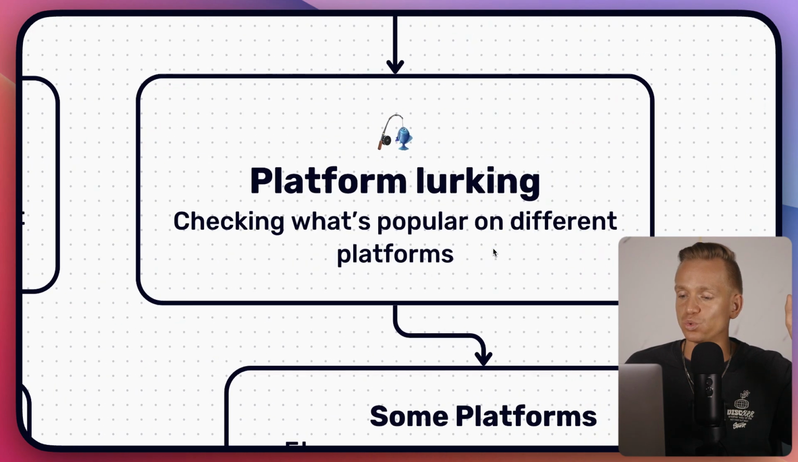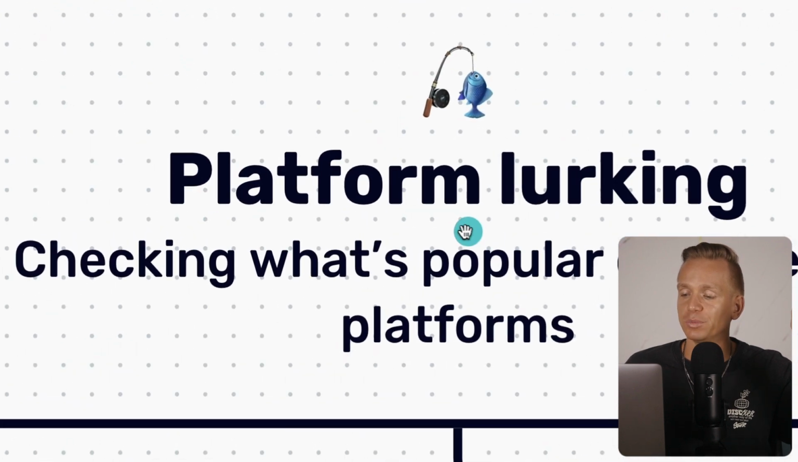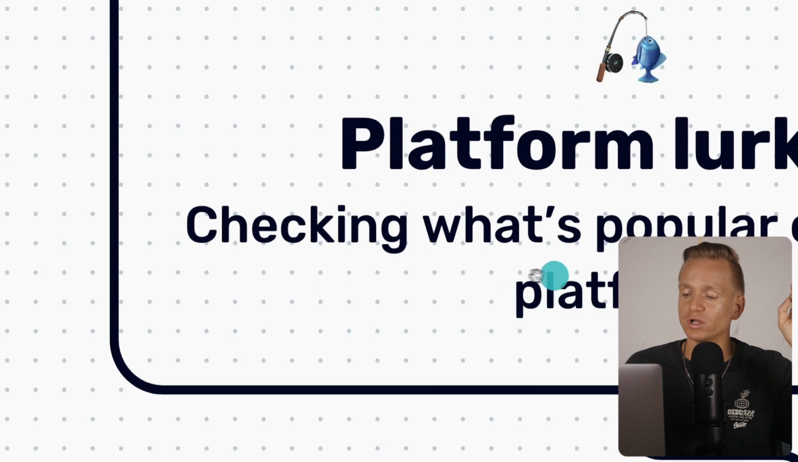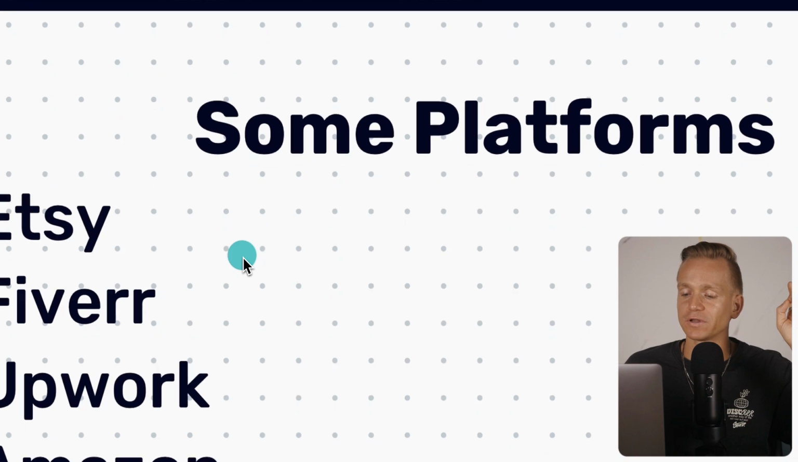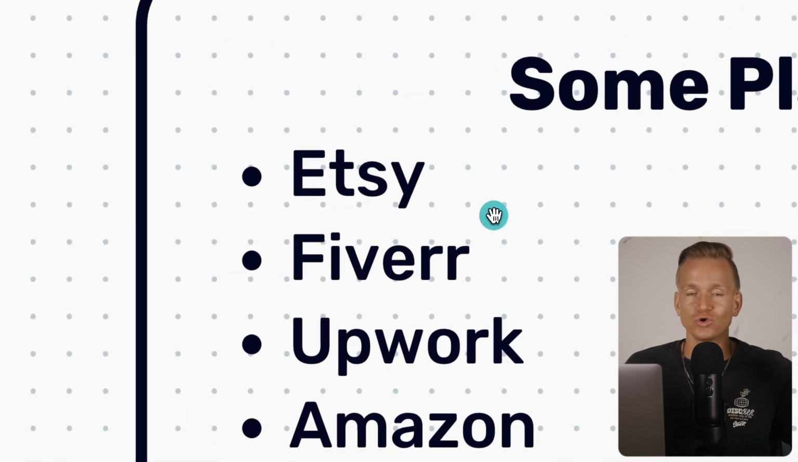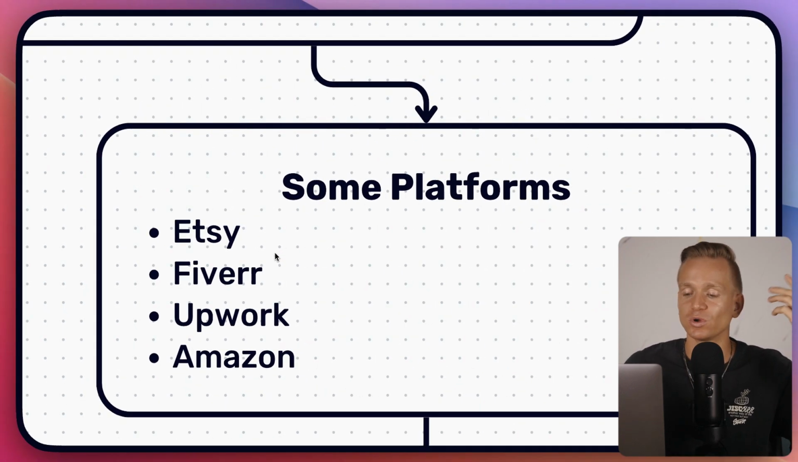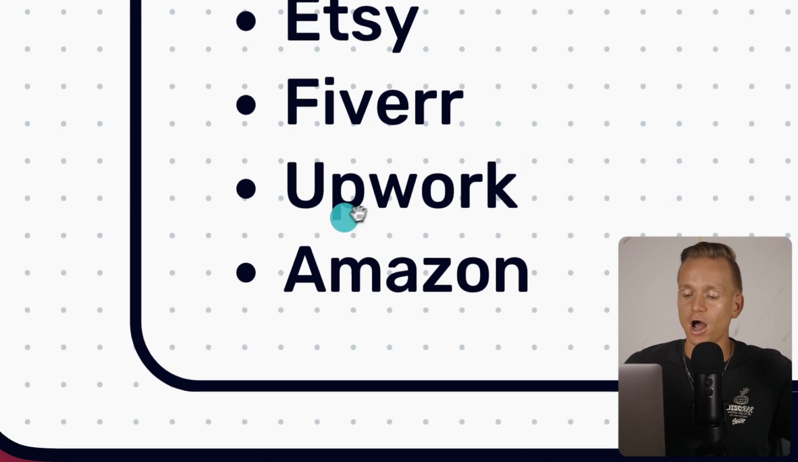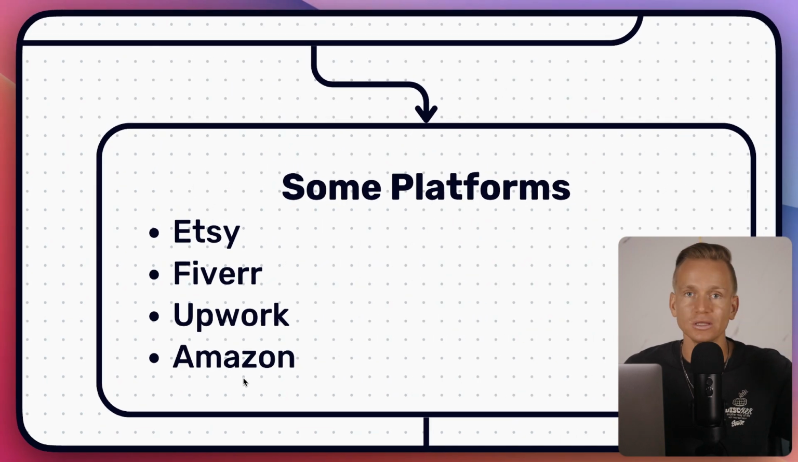And then the last one, and I'll try, by the way, to include some more examples with that. The last one is platform lurking, and this is basically checking what's popular on different platforms. There are a few different examples, but let's say Etsy. This is for a lot of digital products, physical products, whatever it might be. Fiverr, Upwork, Amazon, it can be ClickBank, it can be something like Udemy, where people teach courses. It can really be anything. This is just a couple of different examples.